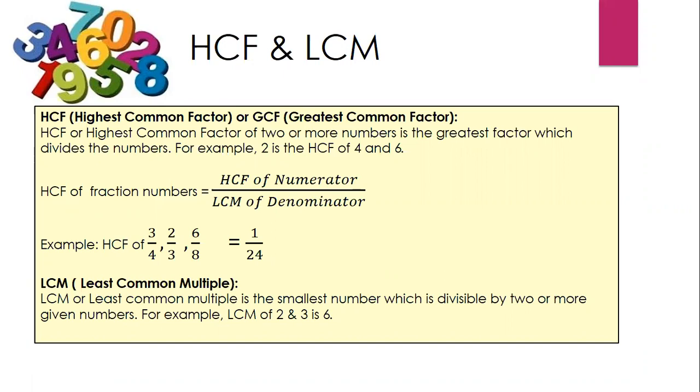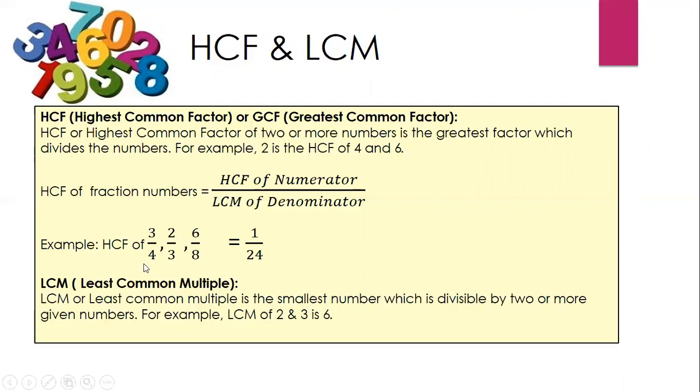HCF is the highest common factor or the greatest common factor. The HCF of 4 and 6 is 2. If you want to find out the HCF of fractions, it is the HCF of the numerators divided by the LCM of the denominators. For example, the HCF of 3/4, 2/3, 6/8 is equal to 1/24. The HCF of 3, 2 and 6 is 1 and the LCM of 4, 3 and 8 is 24.